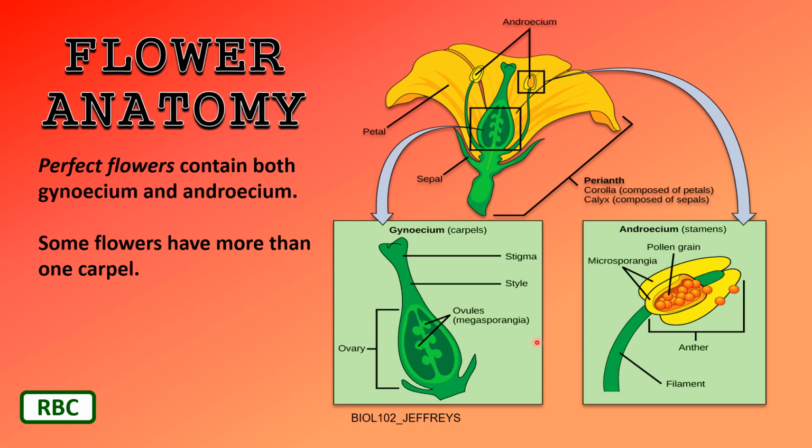So some flowers have more than one carpel, and so we call that the pistil. Some have more than one. Just stick with pistil and you'll be happy. But all flowers have more than one stamen. So most flowers that you're going to be familiar with have one pistil, but multiple stamen.